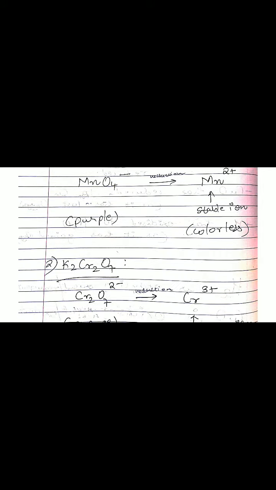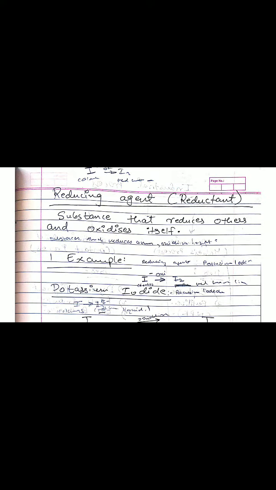You have to identify the color changes that happen. I have mentioned the color changes here. For the first example of an oxidizing agent, KMnO4, the MnO4 minus, which is purple in color, changes to colorless. I have mentioned that Mn2 plus is the stable ion, but the color change is really important in this context. The second is K2Cr2O7. Cr2O7 2 minus changes its color from orange to green. Cr2O7 2 minus becomes Cr3 plus. Again, the color change is really important: orange to green.